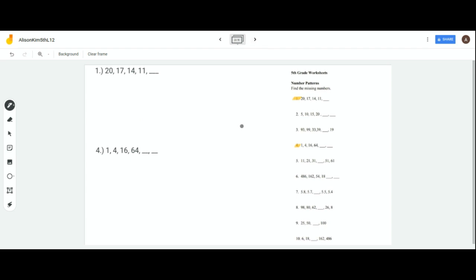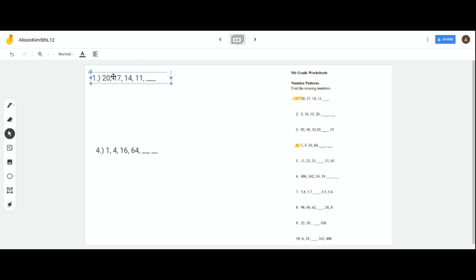We're going to do number 1 and number 4 together. Let's look at number 1. It gave us 20, 17, 14, 11, right? Now we need to find the number that's missing. So in order to find out the number that's missing, we have to find out the pattern between these numbers. When we look at them, we don't see a pattern, right?